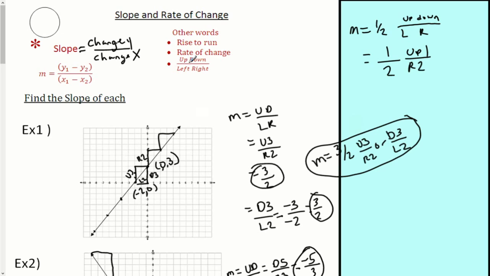And this is my personal one, up, down, over, left, right. So slope, rise to run, and rate of change, they all mean slope, and they're some of the most important words in Algebra 1 and in all algebra. In fact, when you get to calculus someday, you're going to be dealing with slope a lot more, and it's a very, very important concept. Make sure you get this down. Make sure you understand what it means, because you'll be using it for years to come. Good luck.